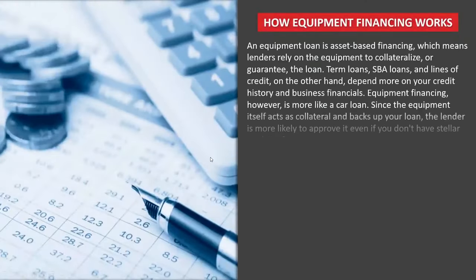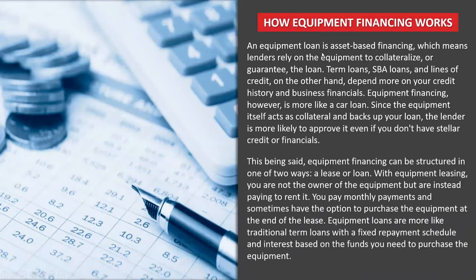How equipment financing works. An equipment loan is asset-based financing. Term loans, SBA loans, and lines of credit depend more on your history and business financials. Equipment financing is more like a car loan, since the equipment itself acts as collateral and backs up the loan. The lender is more likely to approve it even if you don't have stellar credit or financials.